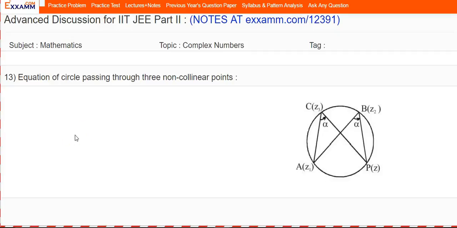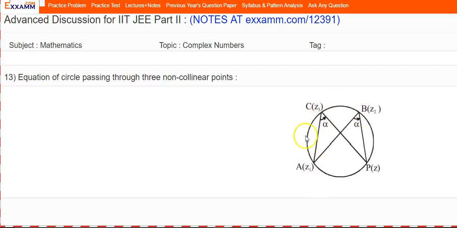Now let us consider another very important topic for the purpose of JEE. It is the equation of a circle in the complex plane which is passing through three non-collinear points whose coordinates are given as z1, z2, z3. Now we know that we can always draw a circle from these 3 points.